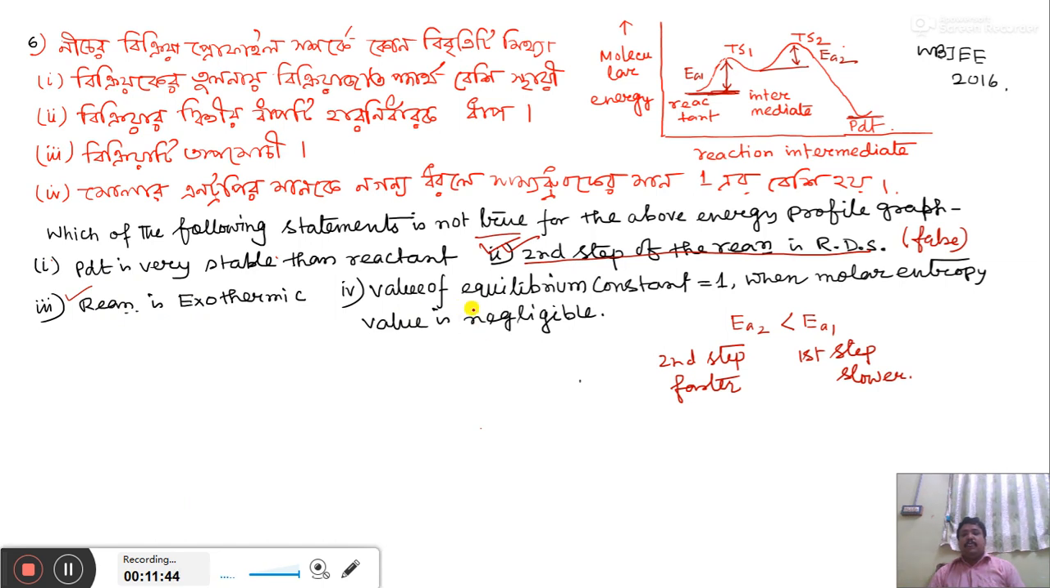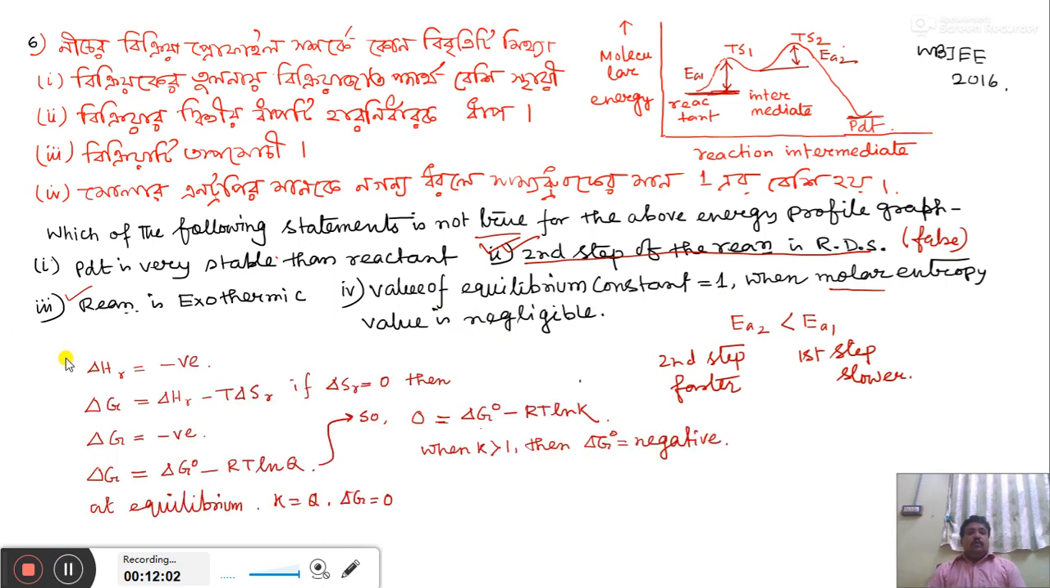Now option 4: value of equilibrium constant is 1, then molar entropy value is negligible. That means value of K is 1 when the molar entropy value is negligible. Let us see, we know for this reaction delta H is negative. We know delta G is equal to delta H minus T delta S. If delta S is 0, then delta G is a negative value.